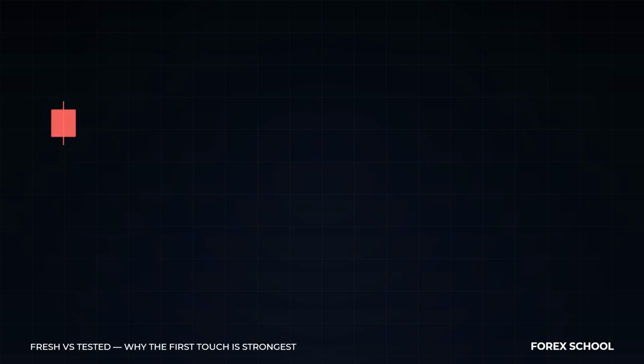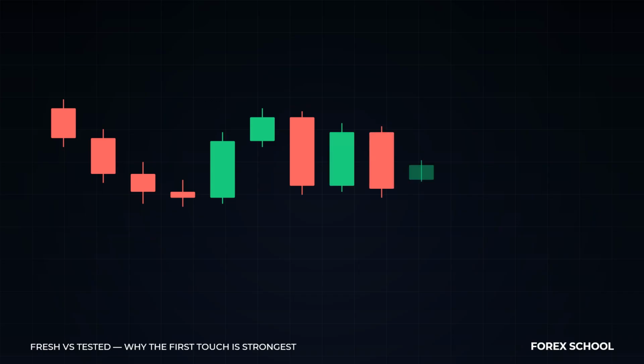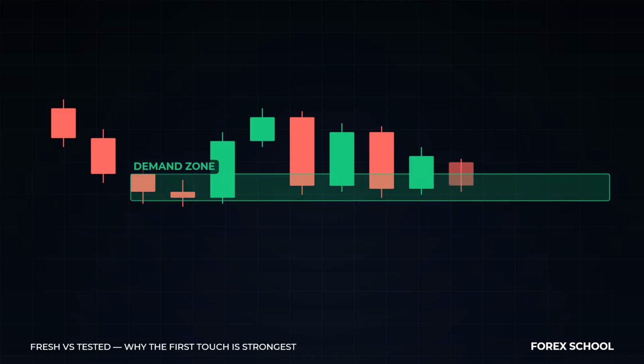Now the sad version. A demand zone forms, drop, tight base, then a departure that runs to 128.62. First return, price falls back, touches the zone, and bounces to 128.52. Decent, but notice it couldn't reach the old high. Second return, another touch, and this time the bounce dies at 128.36. Third return, the bounce barely manages 128.20. Look at that sequence of shrinking rallies: 62, 52, 36, 20.